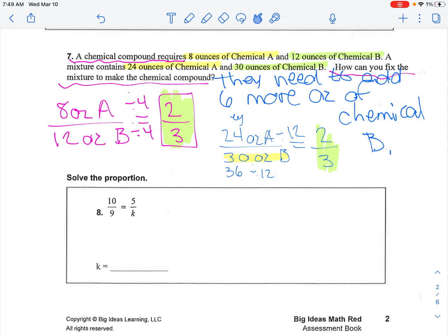Now, there's more than one way to solve that problem. That was just kind of the direction that my brain went. You might have found a different method, but your final answer should say that they need to add 6 more ounces of chemical B. That's how they're going to fix it.